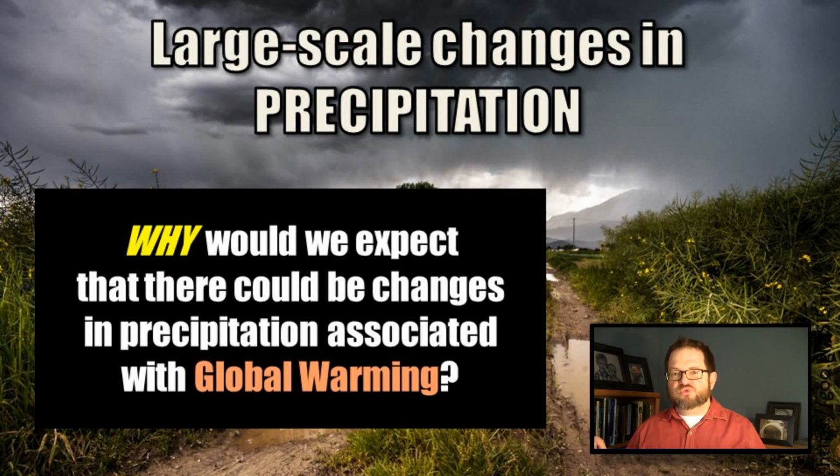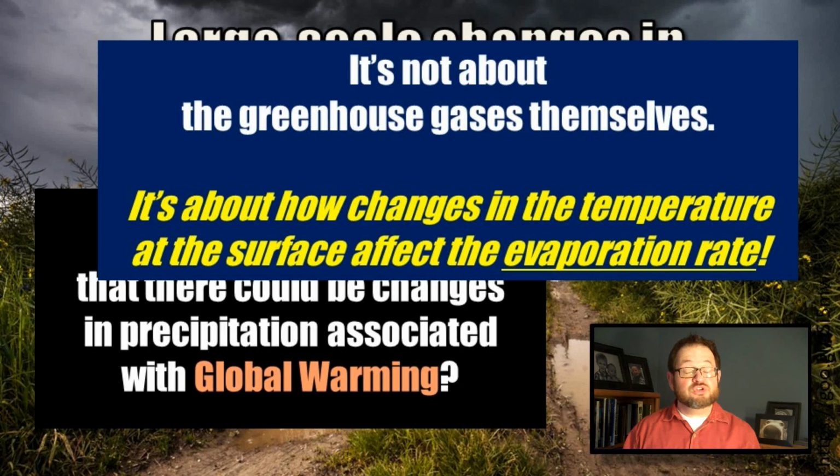And so, of course, the first question we need to be asking ourselves is, why would we think that there might be changes in the global amount of precipitation associated with global warming? As I alluded to at the beginning of this lecture, it's not the greenhouse gases itself. It's not like carbon dioxide changes how the processes of precipitation work.